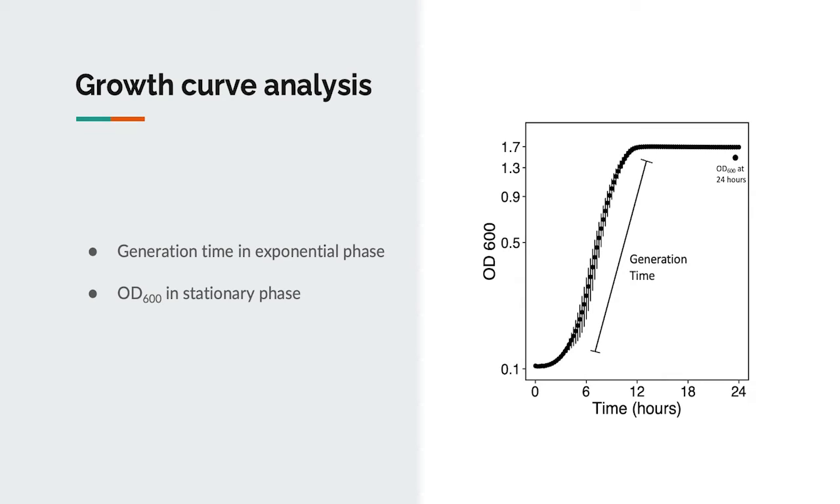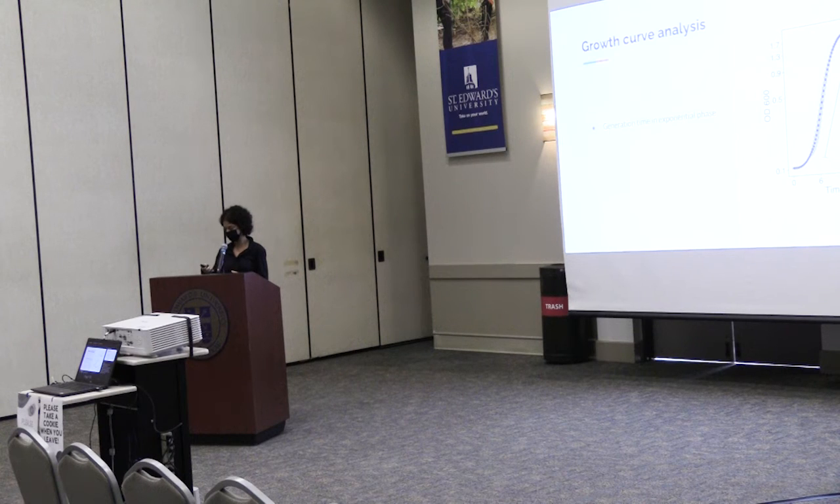And the exponential phase is when the cells are growing at a fast and constant rate. And OD 600 in the stationary phase, which is right here, which is when the rate of growth is similar. That's why you have a linear horizontal line.